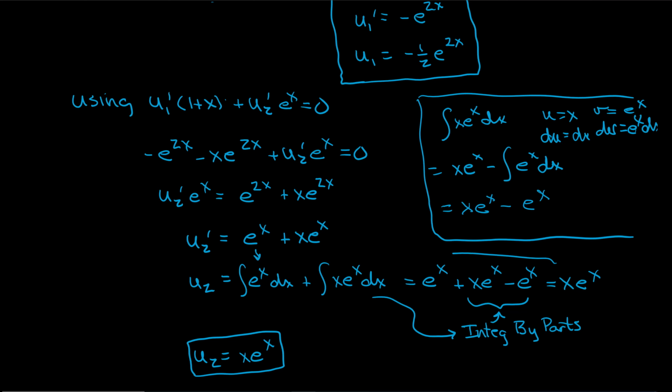Now, we have these three terms. The e to the x's will subtract off, leaving us with u2. Remember, way over here on the left side, this is u2 is equal to x e to the x.